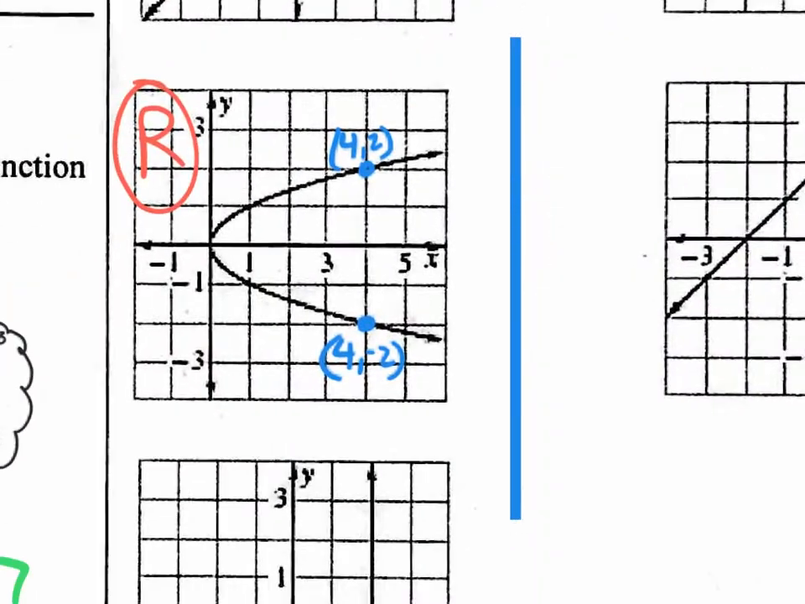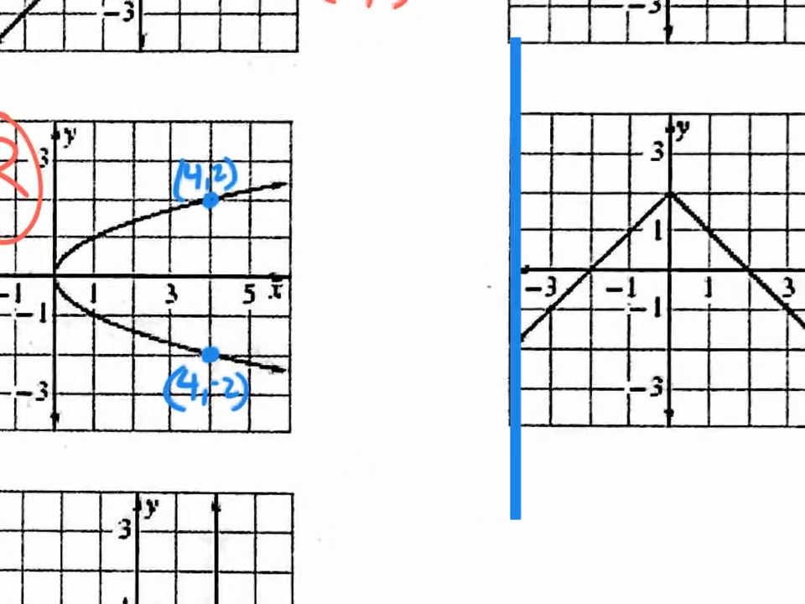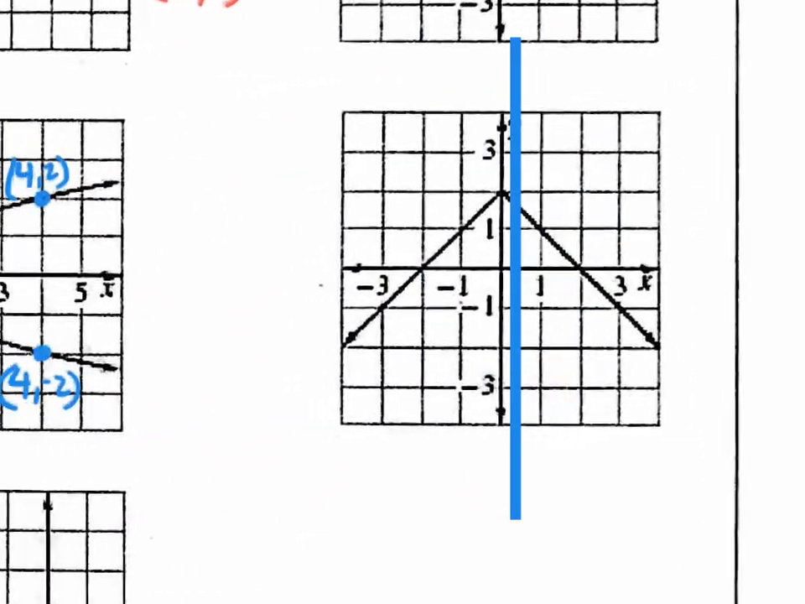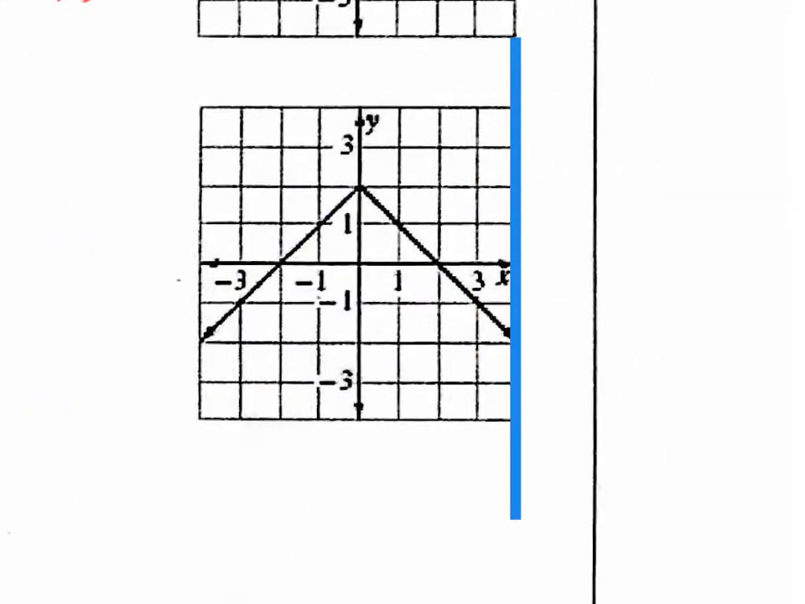Okay? Let's go to, we already said that one's a relation. It doesn't pass the vertical line test. Does this one pass the vertical line test? Yes, it does. So what do we call this one? Function. Let's put an F right there.